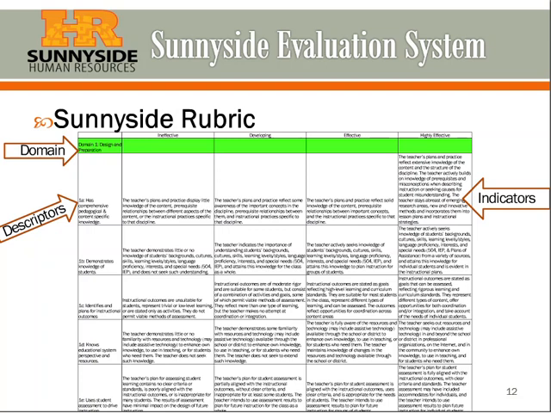On this slide, the top arrow identified the domain name. Under the domain, the descriptors are listed straight down. And for all descriptors, there are 4 indicators for each classification.